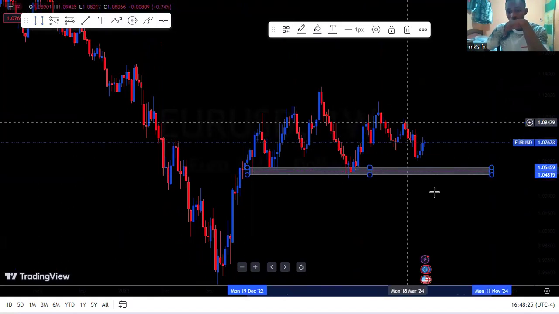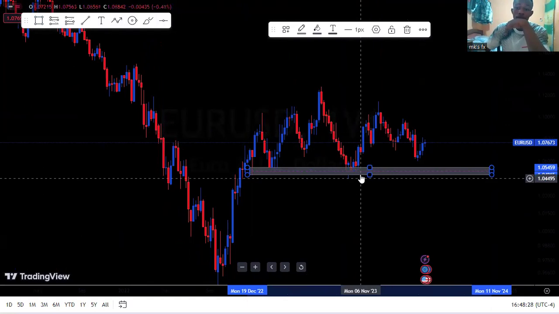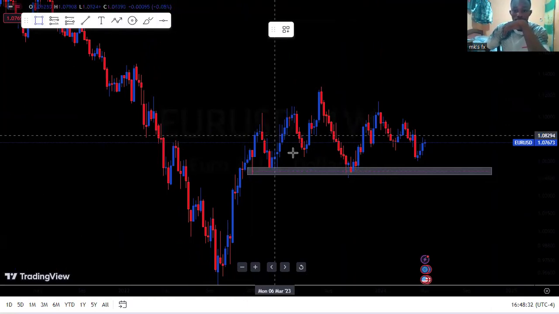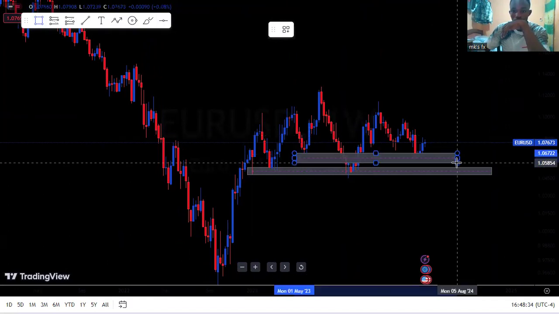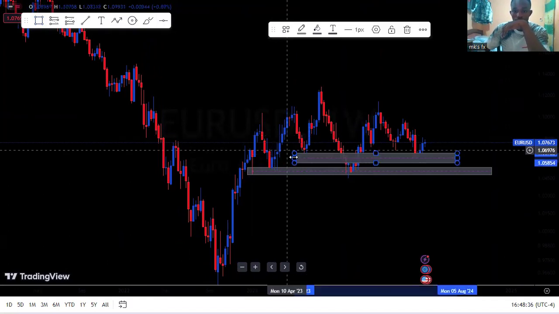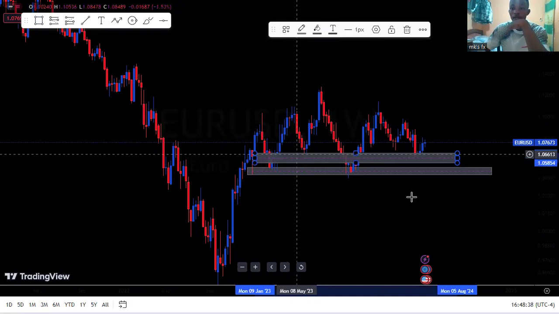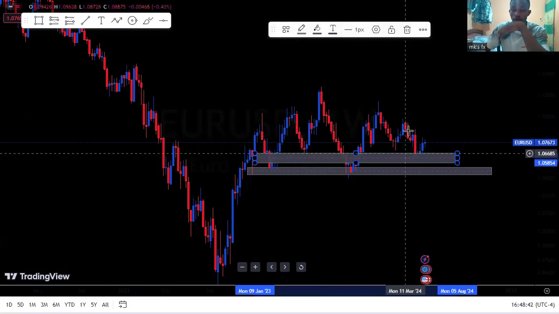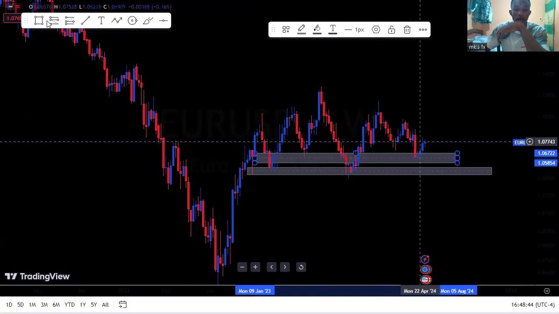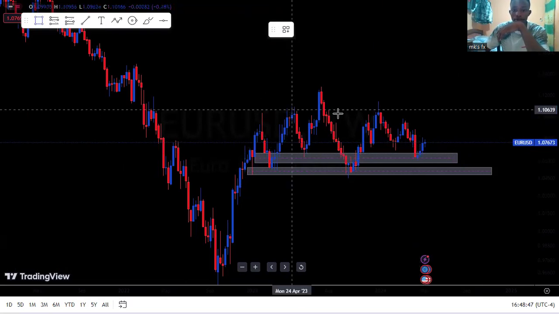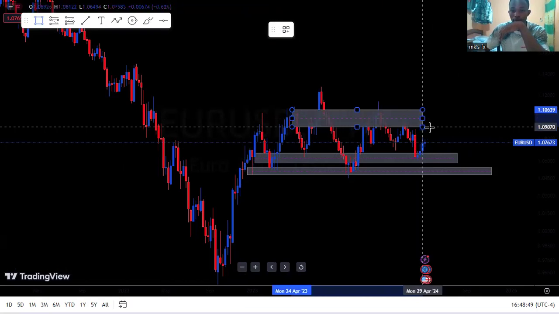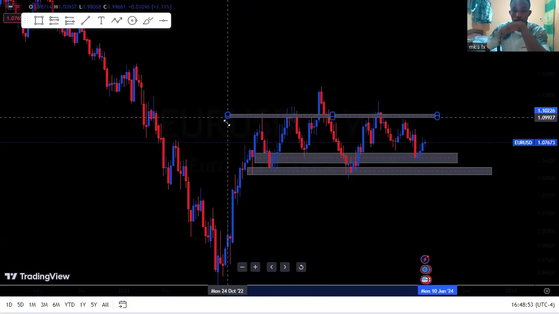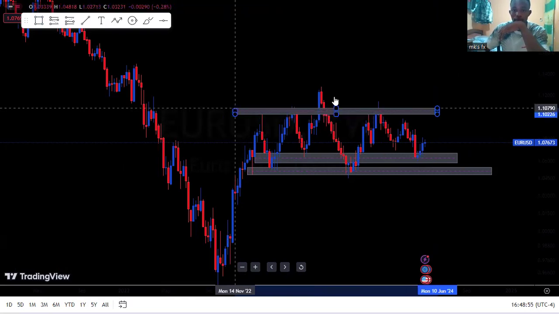Is it supply or demand? Let me just say I have this zone as my support, right? And I also have this as support. I hope you can see that I have these two areas as support, right? And the market is currently at this support here. You get it, guys. And I have this as my resistance, right? I have this as my resistance.